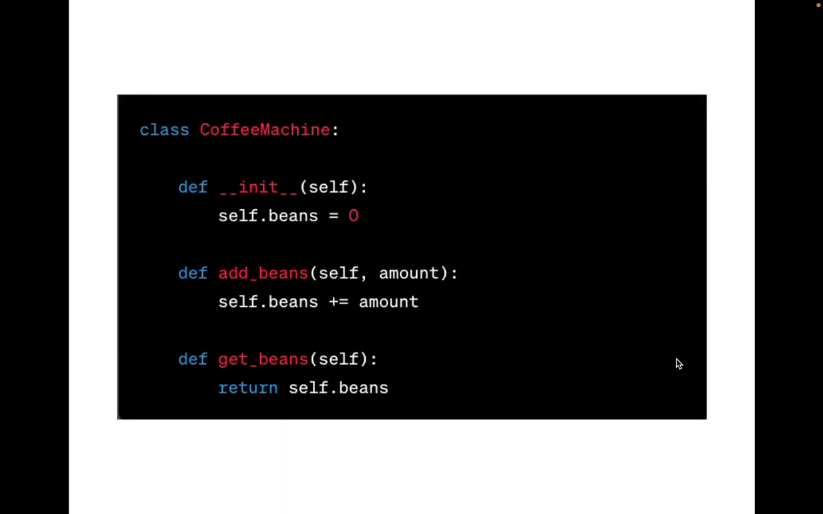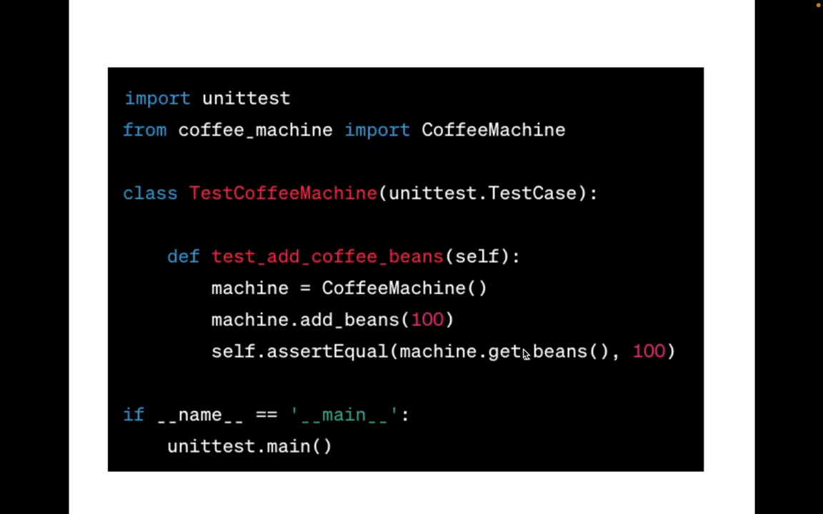Okay. And let's have a look at a simple example. Again, we're going back to the coffee machine. When we initialize the coffee machine, there are no beans. And we can add beans, and we can get the current amount of the beans. If we wanted to test such a function, we would write a simple test to see whether we can add coffee beans or not. We would initialize the coffee machine, we would try to add 100 beans, and then we would assert or make sure that the current amount of beans is equal to 100.